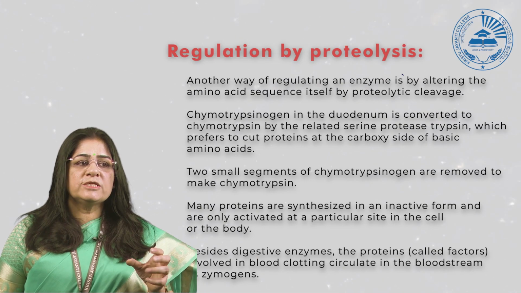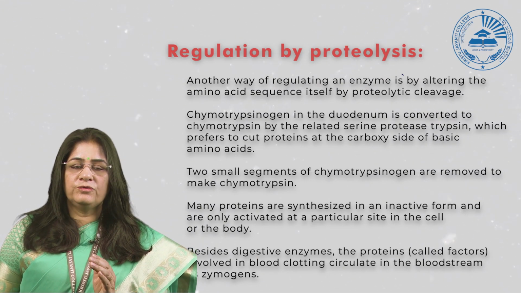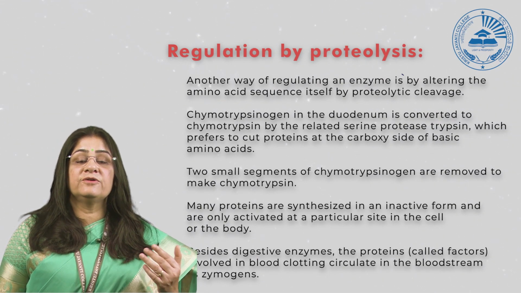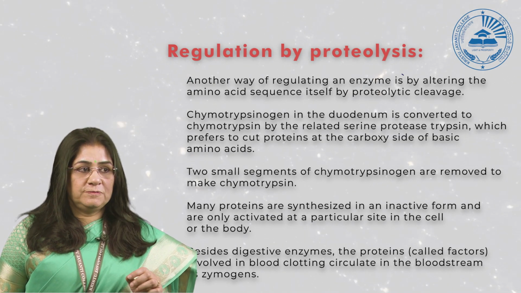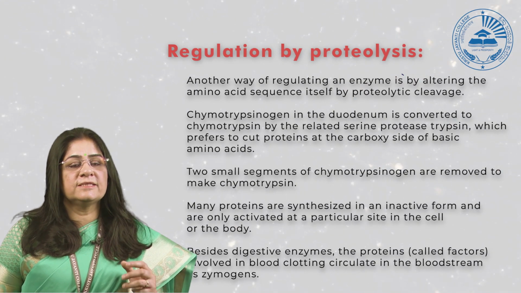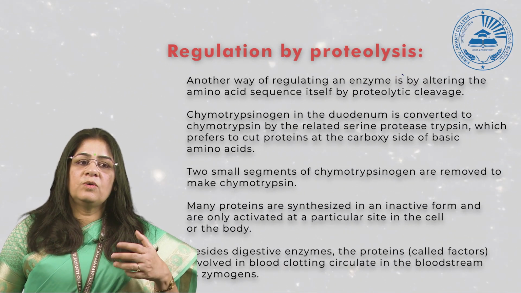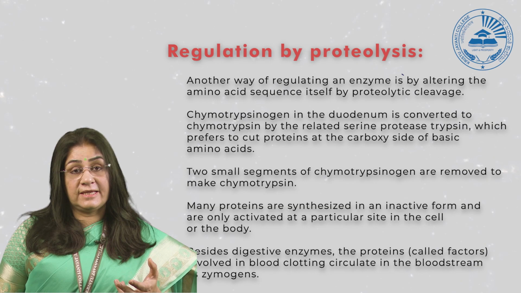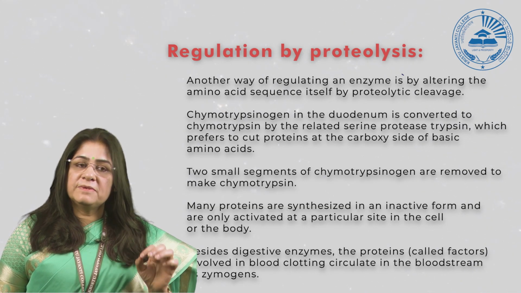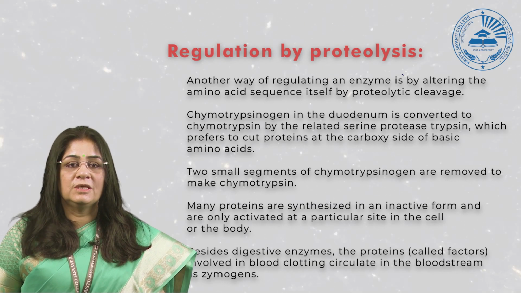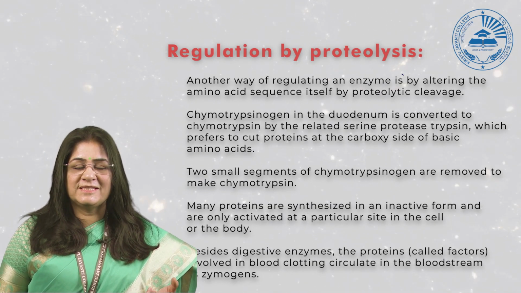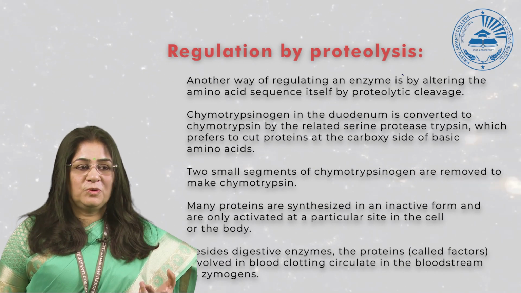Two small segments of chymotrypsinogen are removed to form chymotrypsin. So, the inactive form is called chymotrypsinogen, which becomes chymotrypsin. Many proteins are synthesized in an inactive form and are only activated at a particular site on the cell or the body. Besides the digestive enzymes we explained just now, chymotrypsin and trypsin are all protease enzymes which become active on proteolysis.